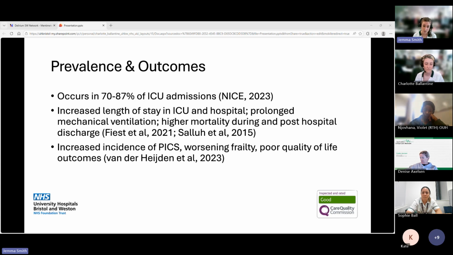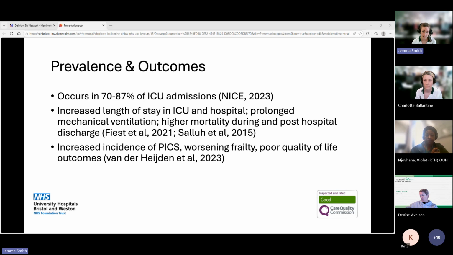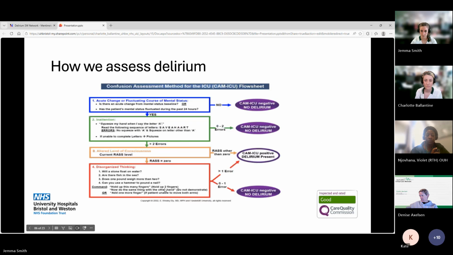For those patients that do survive that have had delirium, we know there are increased incidents of post-intensive care syndrome out of hospital, that they have worsening frailty compared to their baseline function, and that they report poorer quality of life outcomes longer term. So it's a really significant problem, and the earlier we can address and deal with it, the better for these service users overall.